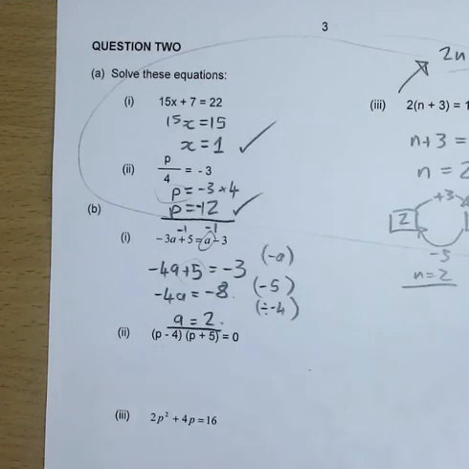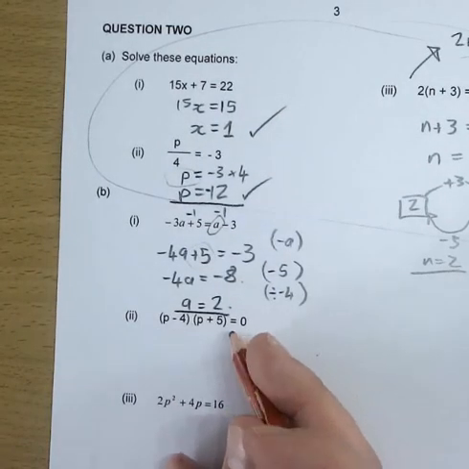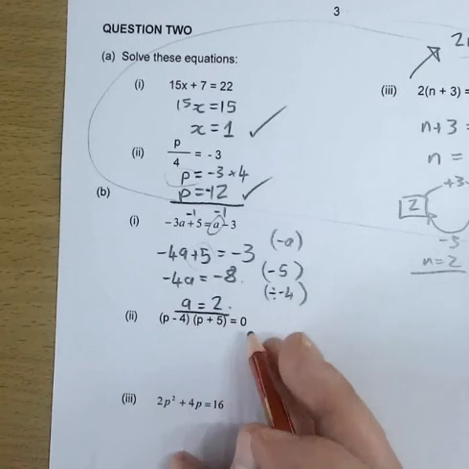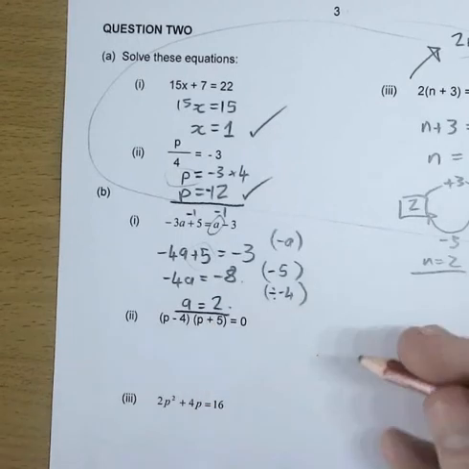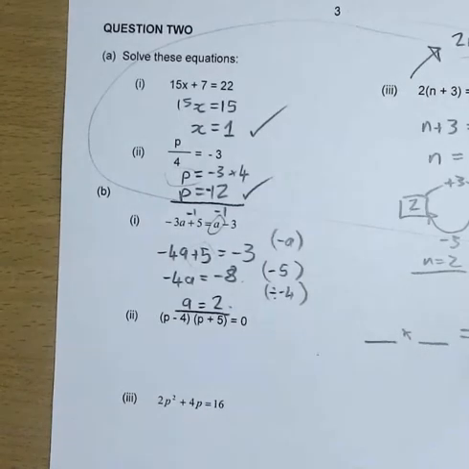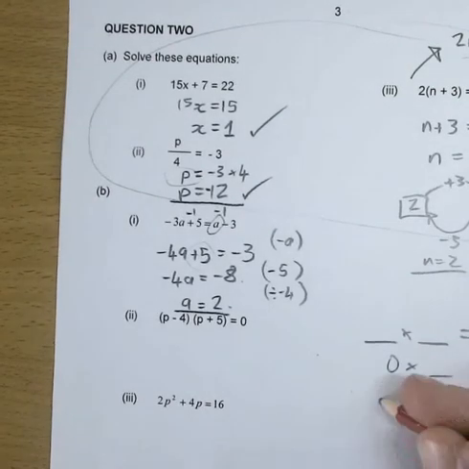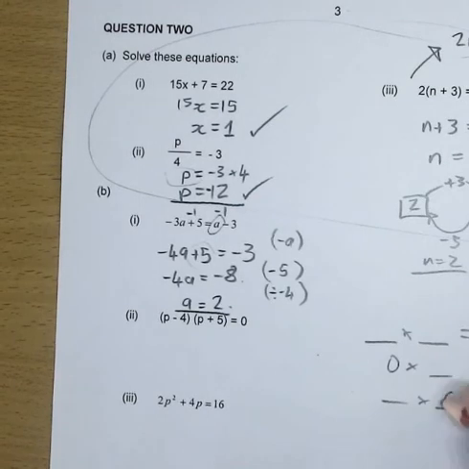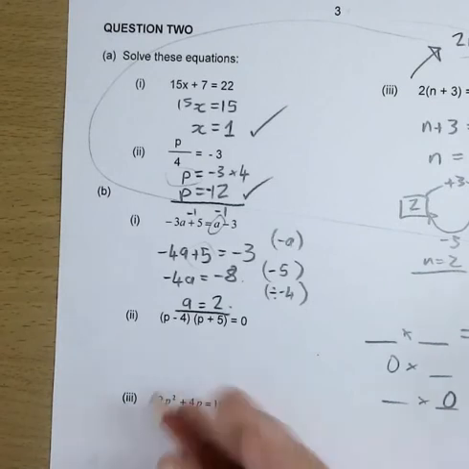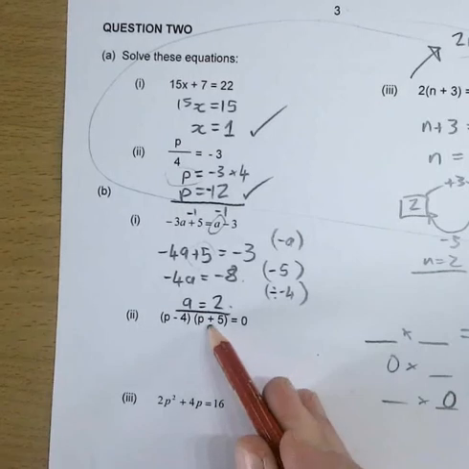Alright, so part 2 of that question. These ones I want to learn as well. This is a quadratic, but it's a factorized one. And there's this rule that if you ever are asked for two numbers that multiply to be 0, the only ways that could happen is either if it's 0 times something, or if it's something times 0. That's the only way you can make 0 by multiplying things. So that tells us that p minus 4 could be equal to 0, that would be an answer, or p plus 5 could be equal to 0, that would be an answer.